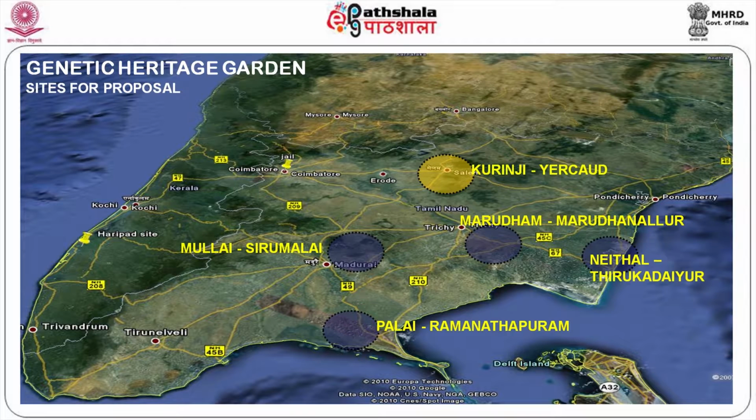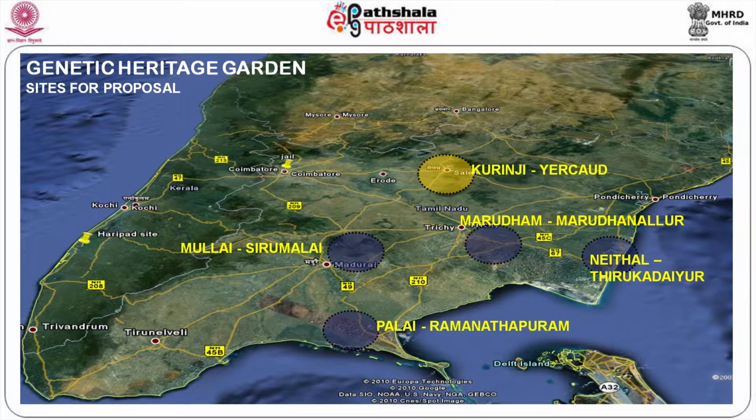So we have identified five different locations in Tamil Nadu. Kurinji is in Yercaud, an hour, 1.5 or 2 hours journey from Salem town. Then we have Mullai, which is in Sirumalai, somewhere near Madurai or Kodaikanal. Then you have Marudam, which is Marudanallur, in Kumbakonam.